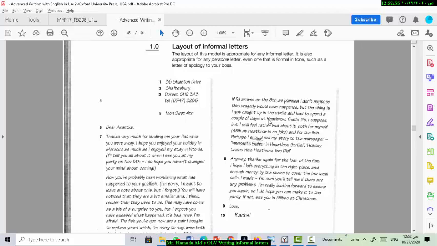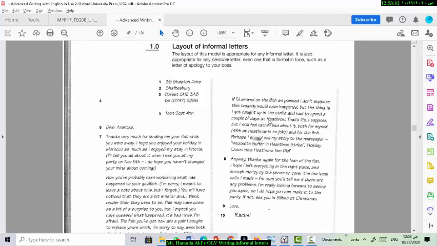And at the end there is a closing. Number 9 here is the closing line, love, or I will give you other alternatives for ending an informal letter. And you put your name at the end with a space before it, indentation also.